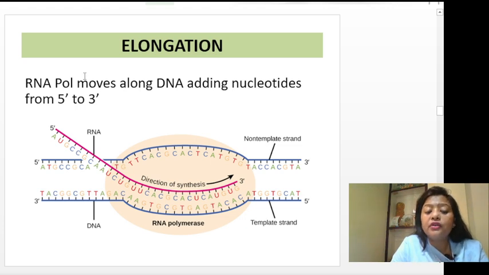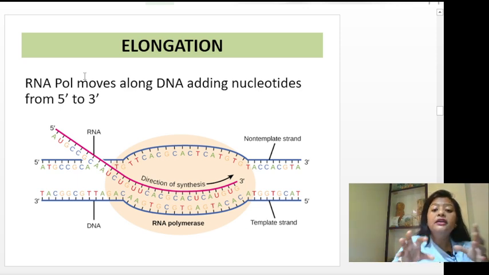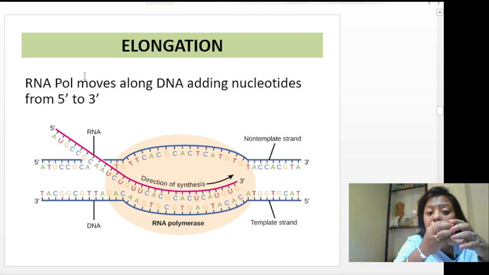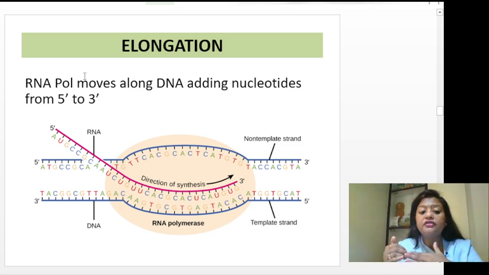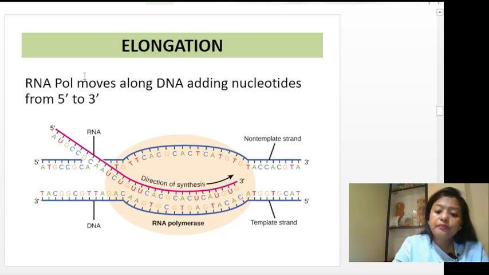See, elongation, what's happening out here? As I told you before, RNA polymerase will come and bind, and it will keep on adding the nucleotides. Then the transcription will occur, the elongation will occur, and the nascent transcript will keep on forming. The direction of synthesis is 5' to 3'. Now, what is happening is termination.